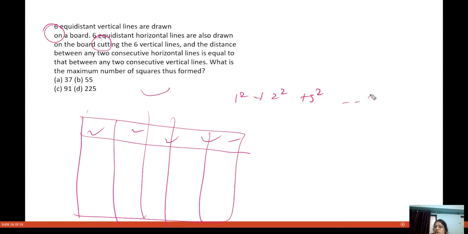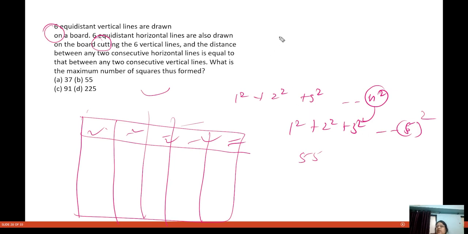So the number of squares can also be given by 1 square plus 2 square plus 3 square dot dot dot n square, where n is the number of these boxes you are making. So that is 1 square plus 2 square plus 3 square up to 5 square. If you calculate this, it will become 55, because 1, 4, 9, 16 and 25.